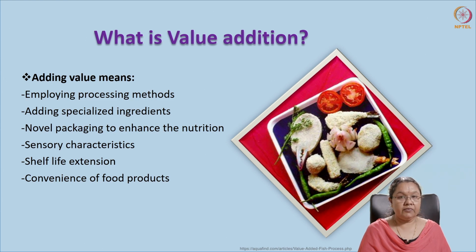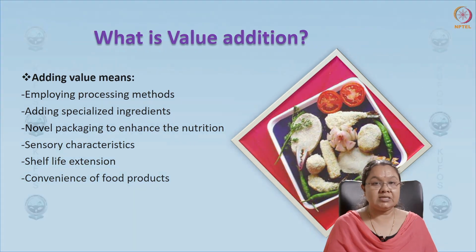So when you do value addition, it increases the sensory qualities, but it also increases the shelf stability of the product. And it makes the food product convenient. That is, you can eat it immediately. That is, there are two types, ready to serve and ready to eat. Ready to eat, you can eat immediately. You don't have to process it, but ready to serve, it has to be processed and then served. So that is another way of value addition.